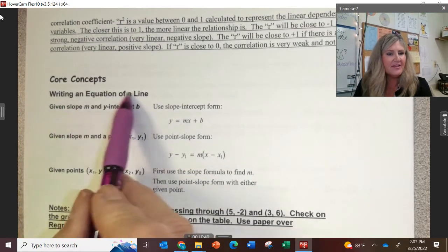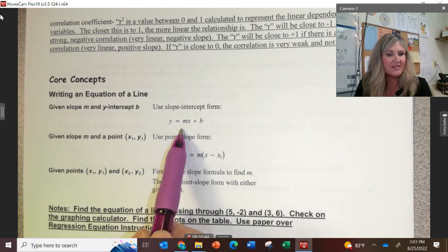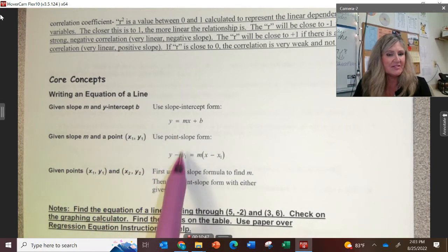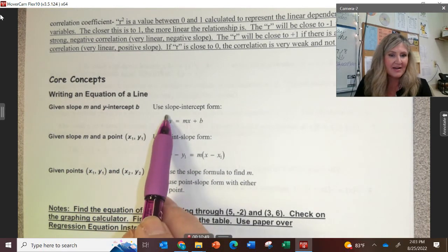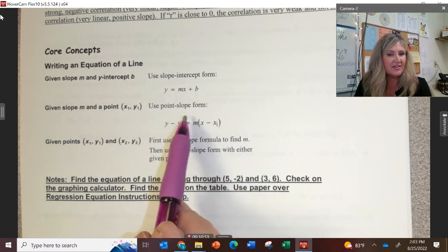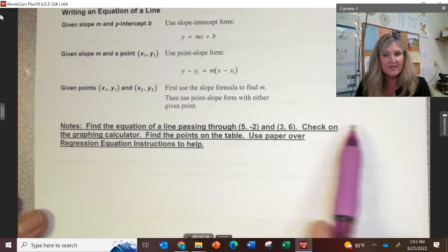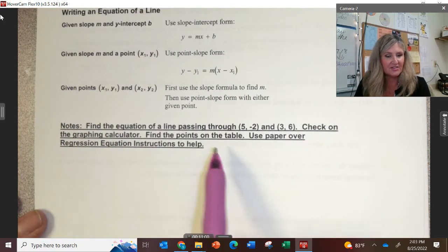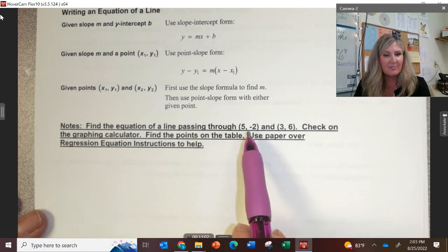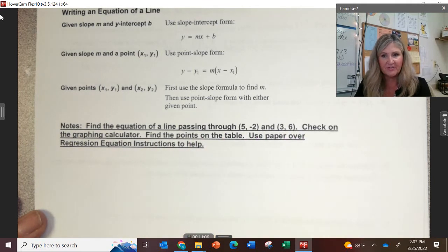All right, writing the equation of a line, if we're given the slope and the y-intercept, we can use this. If we're given a point and a slope, we can use this or that. If we're given 2 points, we got to find the slope first, and then we can use this or this, whichever we prefer. We're doing this without the calculator first. Find the equation of a line passing through (5, -2) and (3, 6). That's all we're doing first.